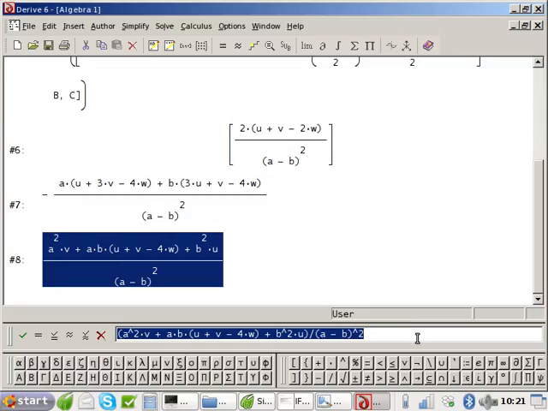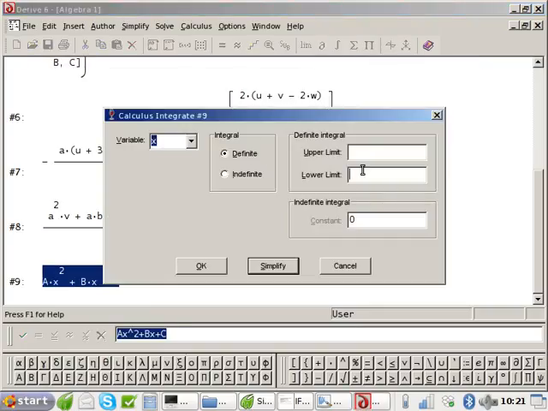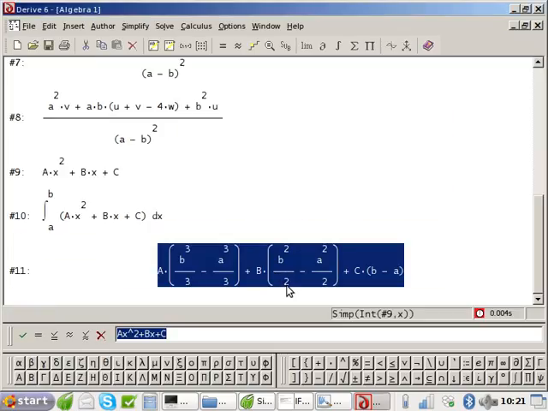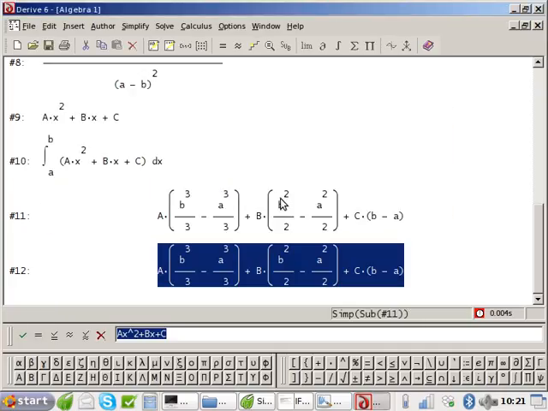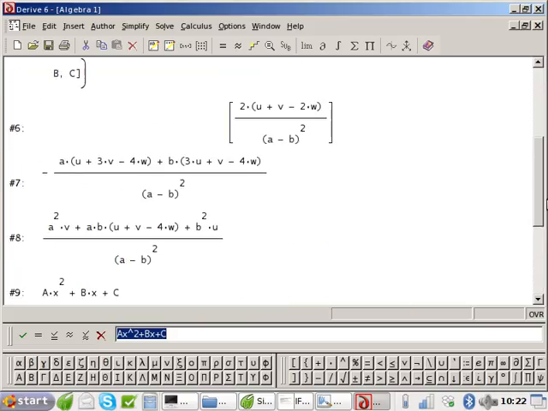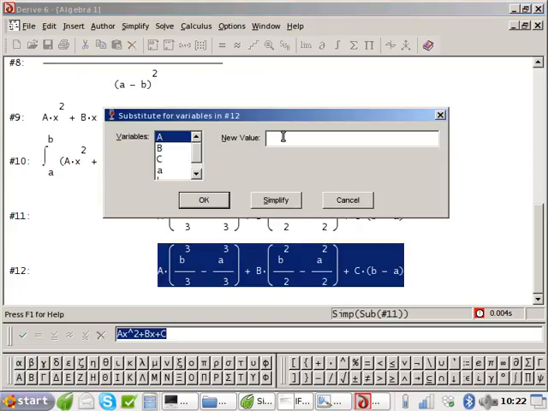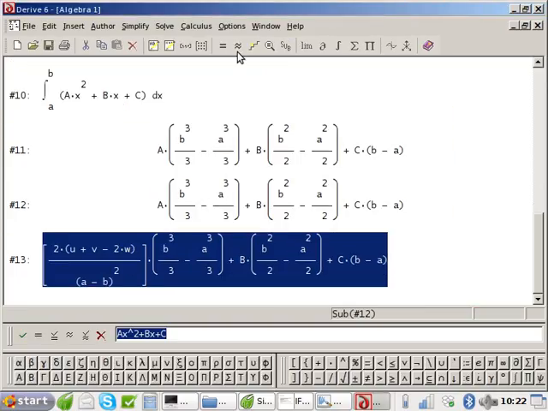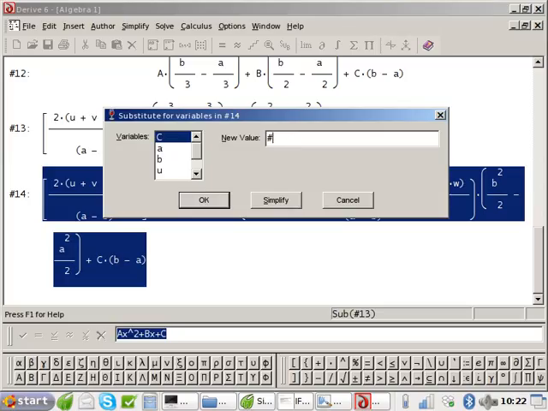Okay. And then what I asked you to do was we had ax squared plus bx plus c, and I said let's integrate that from a to b. So I got this. And then what I'm going to do is substitute in my a, b, and c from earlier. That's on lines 6, 7, and 8. So substitute in for a, line 6. What? That didn't change anything. Let's try that again. Substitute in for a on line 6. Okay, that's better. And then substitute in for B, line 7. Okay, that's better. And then substitute in for C, line 8.